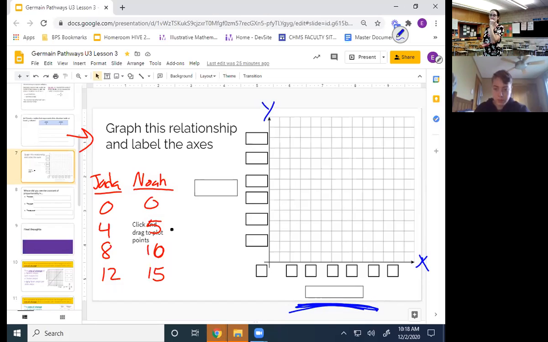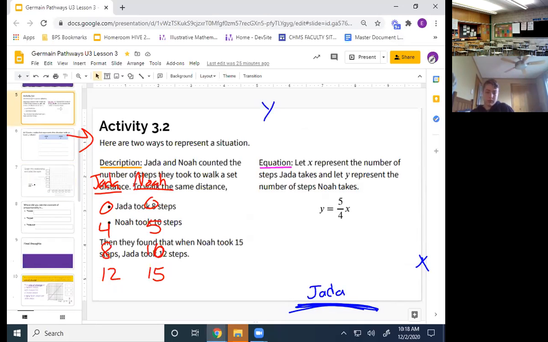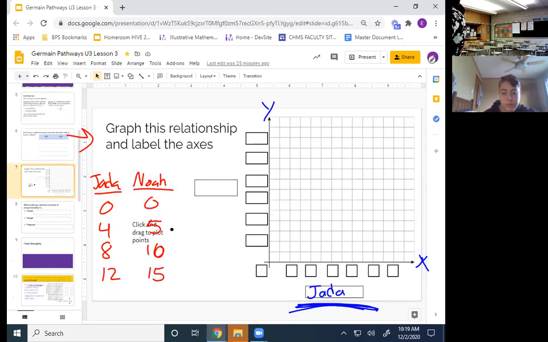I named it Jada. Nice job. This one is going to be labeled Jada because if you look back to here, it said X represented Jada. Good. Nice job there, Lily. Now, if we labeled that x-axis Jada, what would we name the y-axis?